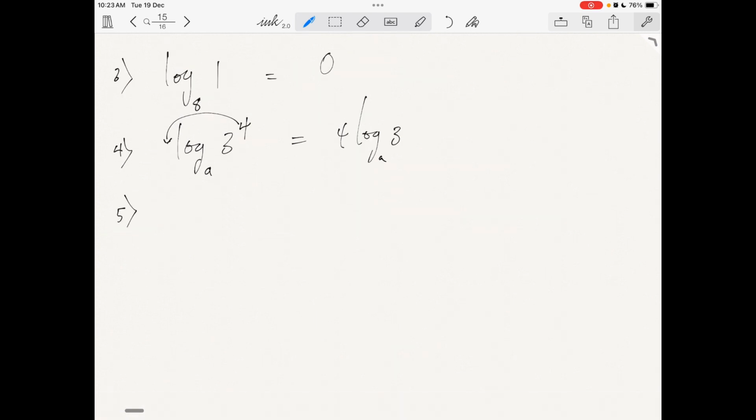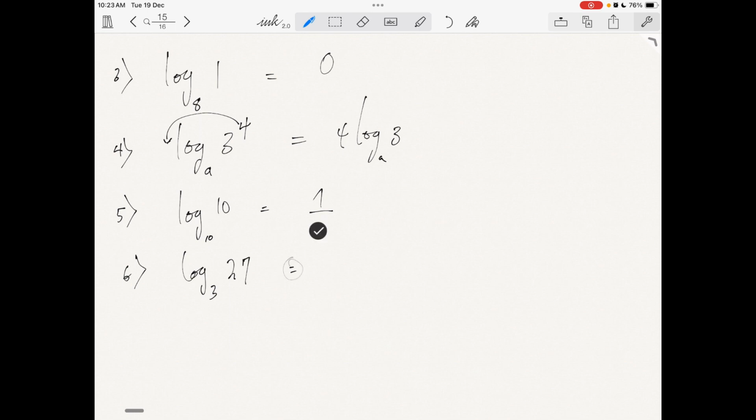Number 5, if we have log 10 to base 10, remember it's the same base and power, so in that case it will be equal to 1. And let's take another one that has log of 27. Log base 3 of 27.